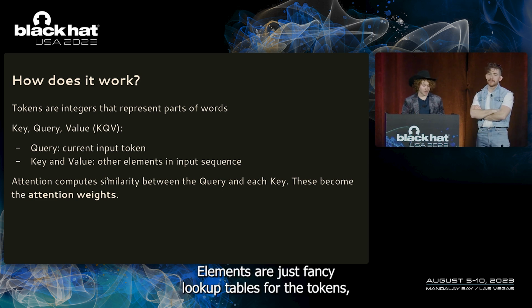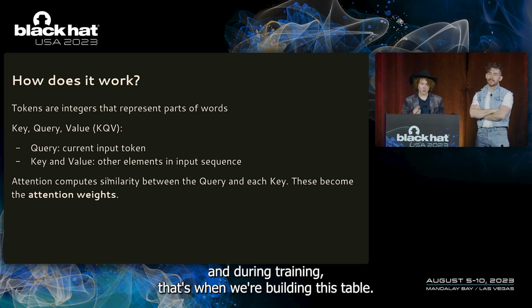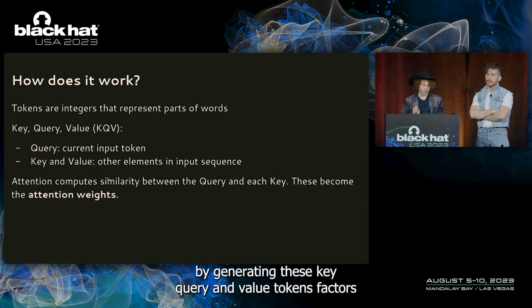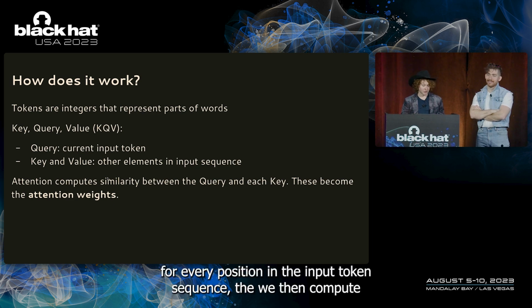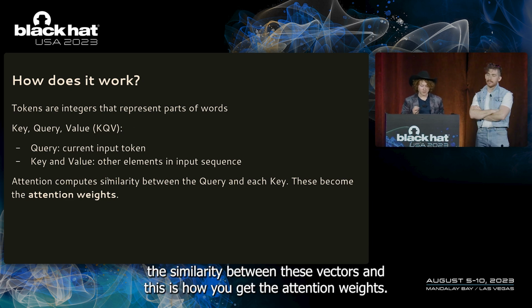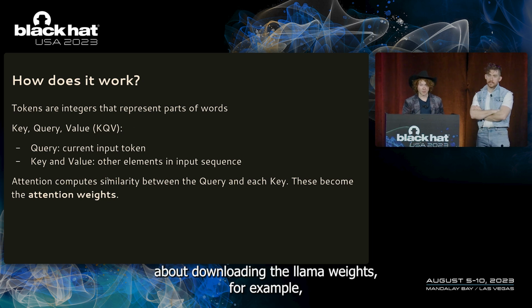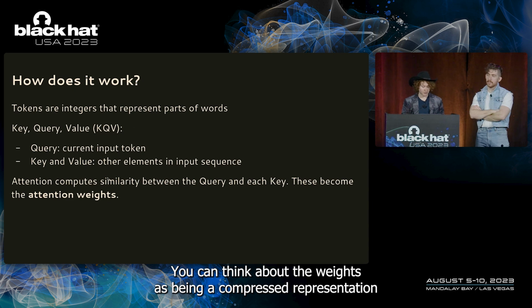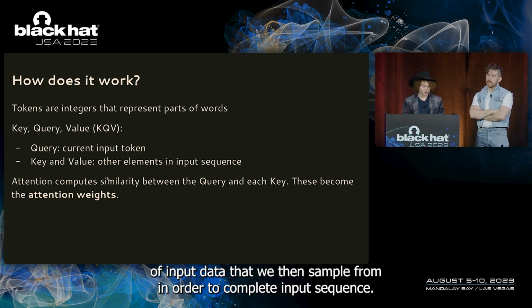LLMs are just fancy lookup tables for the tokens, and during training, that's when we're building this lookup table. We create this table by creating dynamic key-value pairs for each input token, by generating these key, query, and value token vectors for every position in the input token sequence. We then compute the similarity between these vectors, and this is how you get the attention weights. So if you've heard people talk about downloading the llama weights, for example, these are the weights that we're talking about. You can think about the weights as being a compressed representation of input data that we then sample from in order to complete an input sequence.